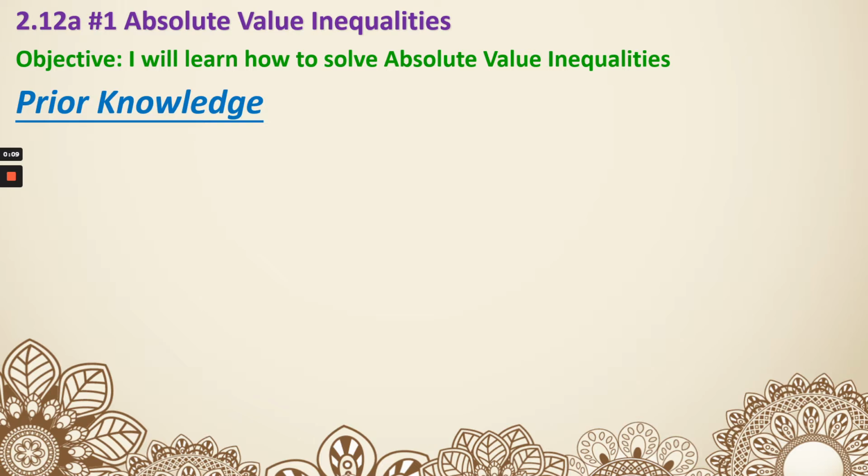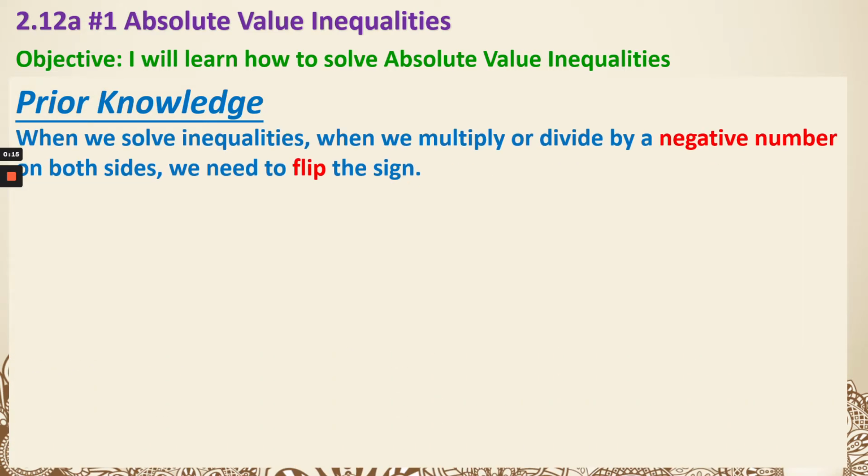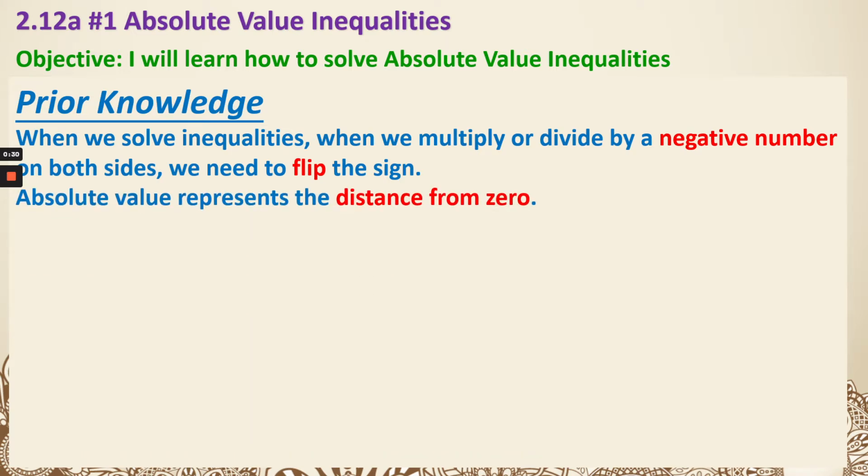In this lesson, we are going to talk about 2.12a, where we will learn how to solve absolute value inequalities. So some prior knowledge, since we're mentioning absolute value and inequalities. When we solve inequalities, when we multiply or divide by a negative number on both sides, we need to flip the sign. That is something we have emphasized many times already. Next, something we have emphasized in the previous lesson, absolute value represents the distance from 0, which means the absolute value would always change things to be positive.